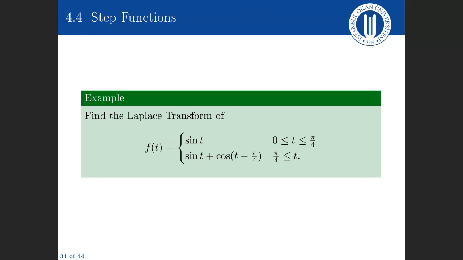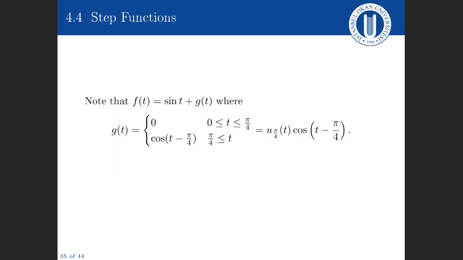Find the Laplace transform of this function. The function is equal to sine t if t is between 0 and pi over 4, and then the function is equal to sine t plus cos of t minus pi over 4 if t is greater than or equal to pi over 4. Now we can think of our function as sine t plus g of t, where g of t is equal to 0 and then cos, or in other words, g of t is u pi over 4 cos of t minus pi over 4.